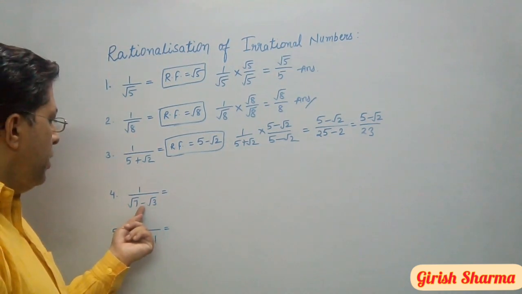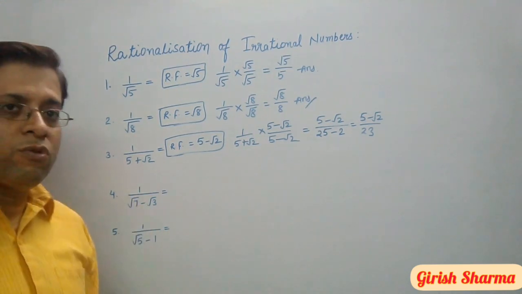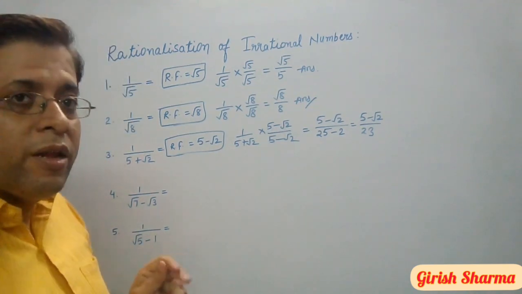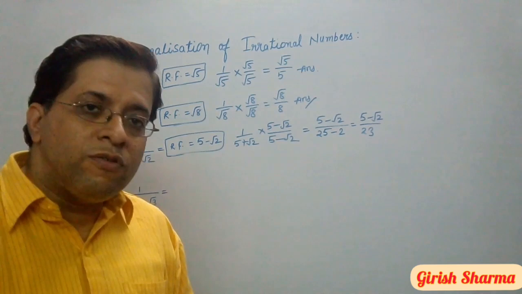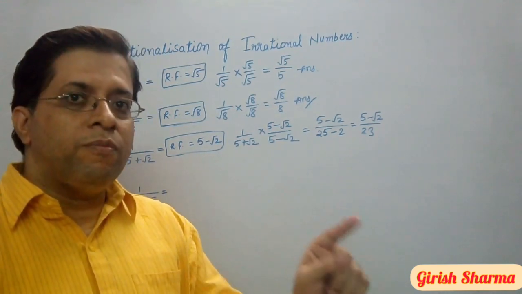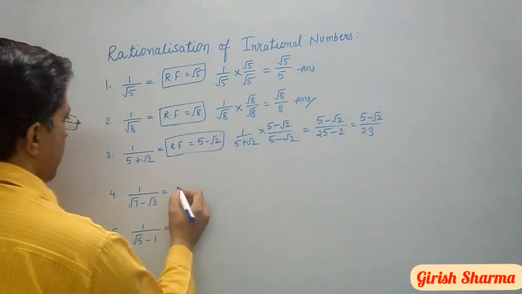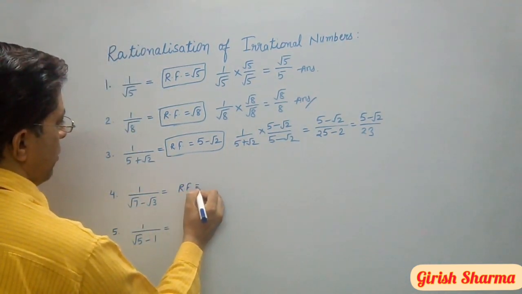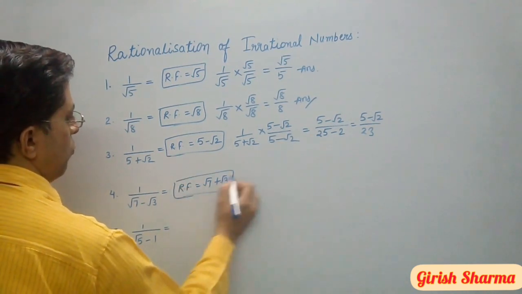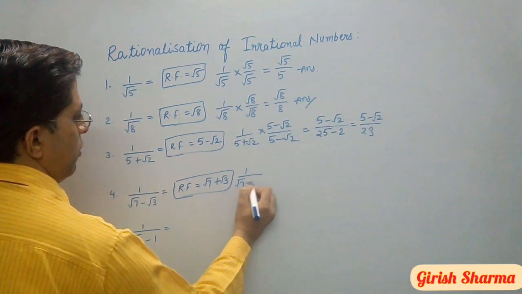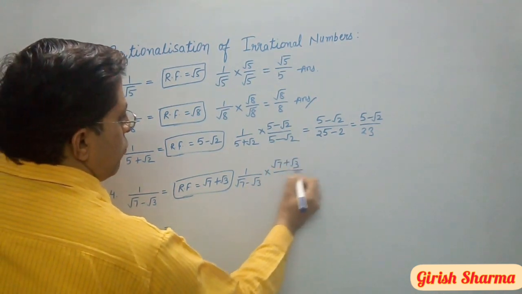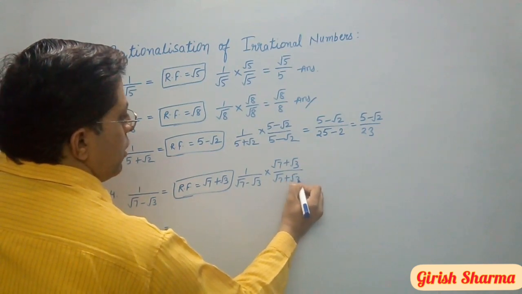Same here: 1 upon root 7 minus root 3. In between is the minus sign. Then you tell me, what will be the rationalizing factor? This will be root 7 plus root 3. So whatever your question is, you have to multiply and divide by root 7 plus root 3.